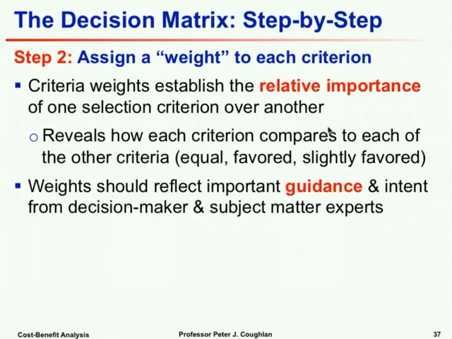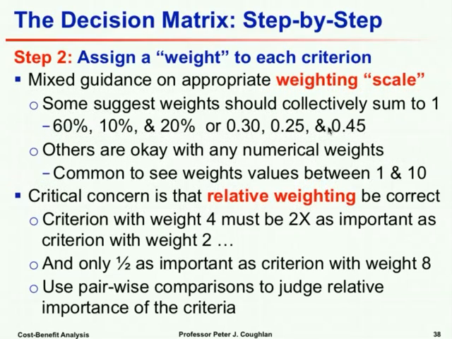But in particular, the decision maker, because you want to say, well, how important are these considerations to you? And so again, the weights should reflect input or guidance from outside parties, not just necessarily the analyst's opinion. So now when you're assigning weights to different criteria, there's mixed guidance on the appropriate scale. Some say that it should be in percentages, right? 60% of the weight goes here, 10% here, 20% here, or 0.3, 0.25, 0.45. Use these example numbers here on your screen.